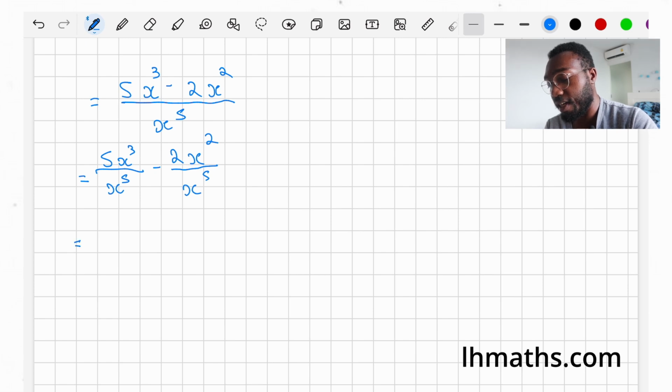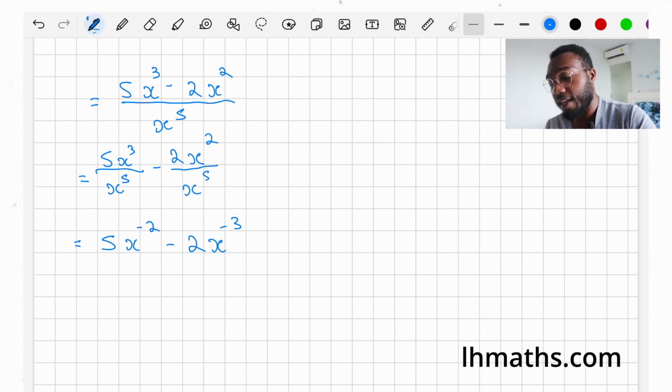So if we simplify this down, well, we can't do anything with the 5, but we have x to the 3 divided by x to the 5, which is the same as saying x to the power of 3 minus 5, which would give us x to the negative 2. And if we go on the other side, we would have a minus 2. Now we have x squared divided by x to the power of 5. So that would be the same as saying x to the power of 2 minus 5, which would give us an x to the negative 3.